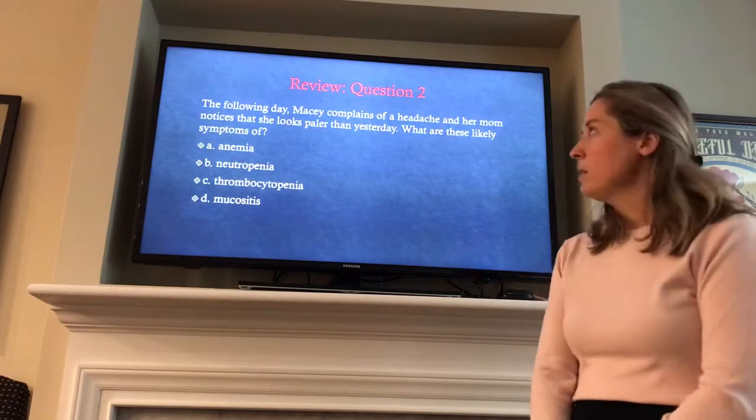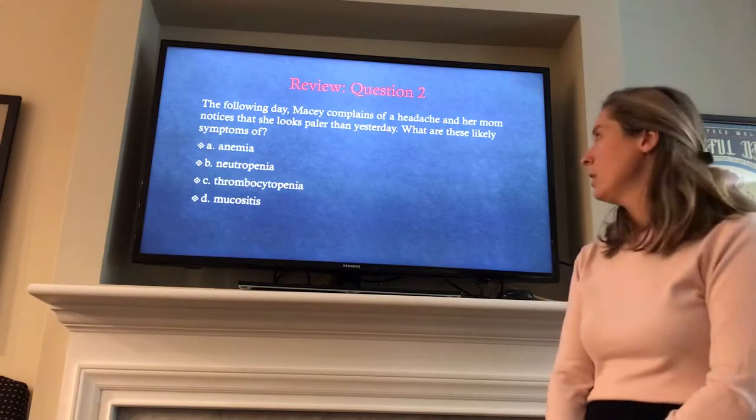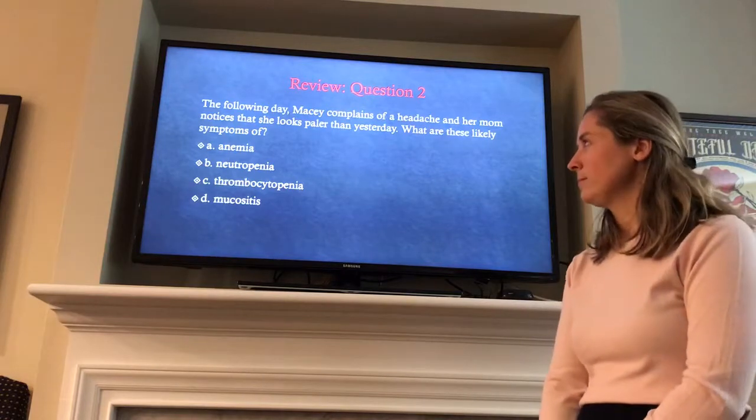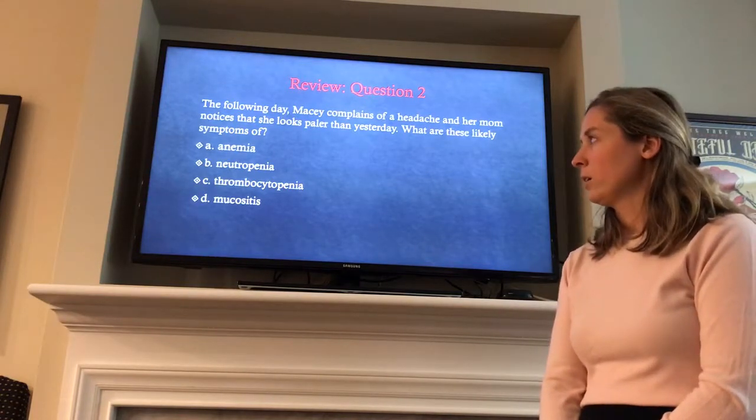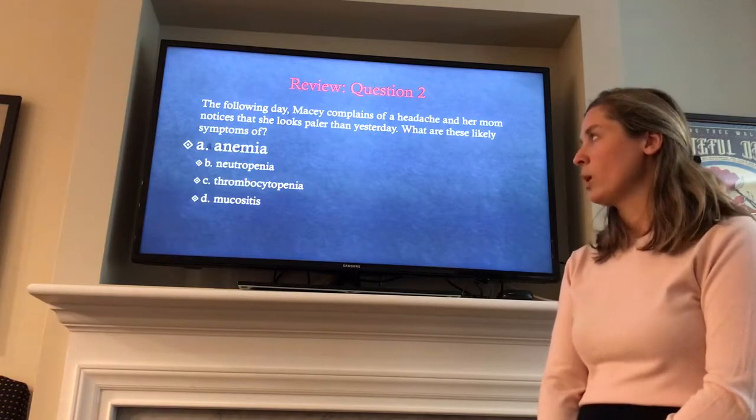So the following day, Macy complains of a headache, and her mom notices that she looks paler than yesterday. What are these likely symptoms of? All right, so this time it is anemia or low red blood cells, low hemoglobin.